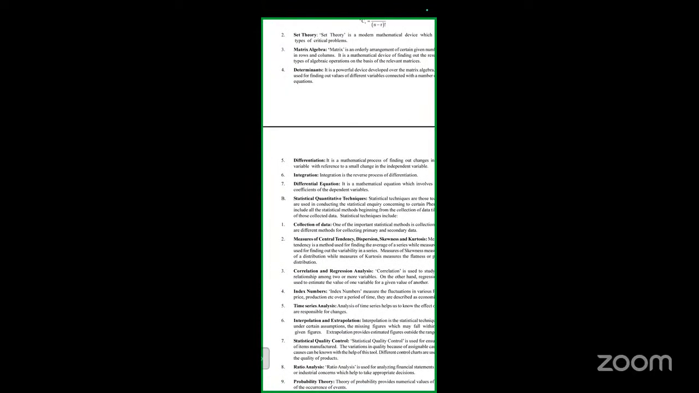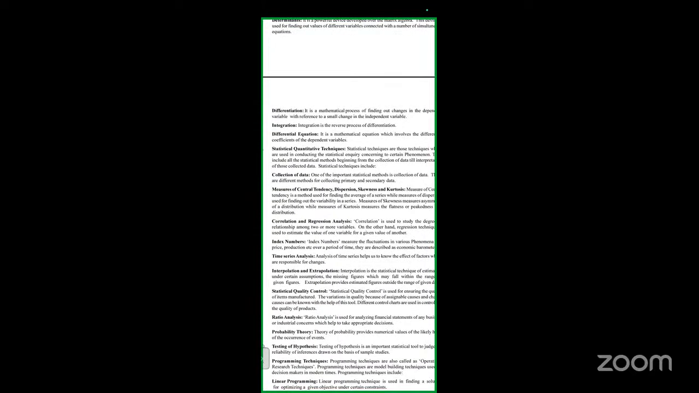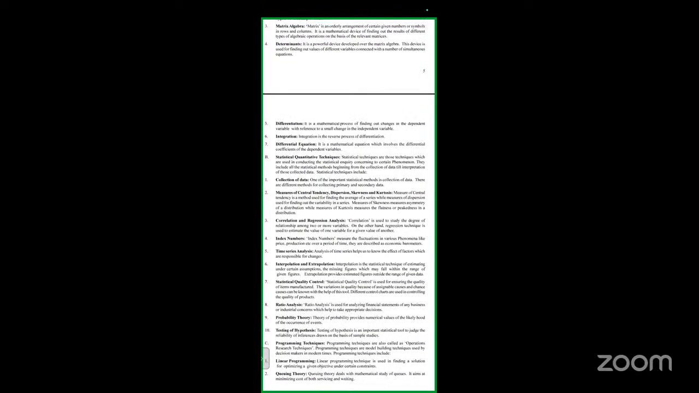Okay, combination. And set theory, matrix algebra, determinants, differentiation, integration, differential equations. These things come under mathematical quantitative techniques. And here, statistical quantitative techniques, where decisions can be taken by using statistical techniques, inquiring into and concerning phenomena.